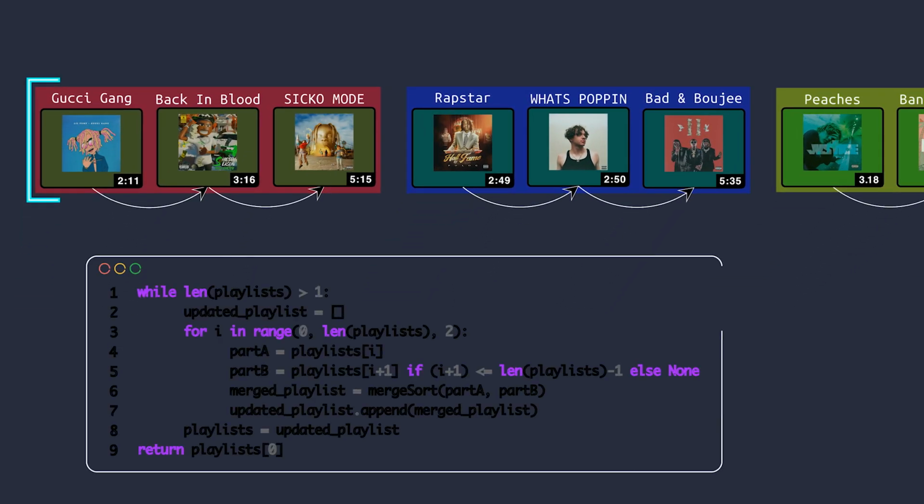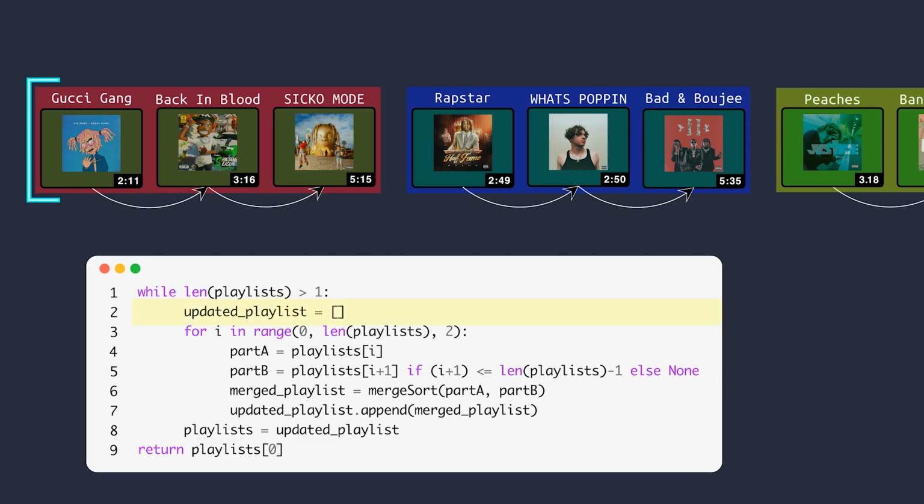So let's focus on merging the red and blue part. First, let's create a list called updated playlists.